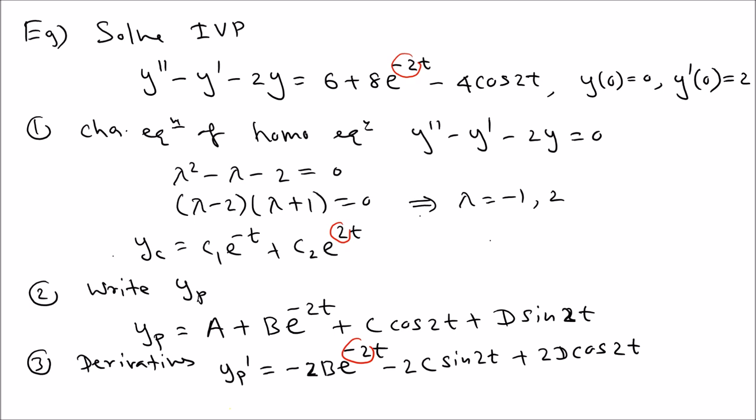Now take one more derivative because the equation is second order. So yp double prime. Another negative 2 comes out, so it becomes 4B e to the negative 2t. Sine becomes cosine, 2 comes out, so negative 4C cosine 2t. Cosine becomes sine, so negative 4D sine 2t. That's what you get. So we have all the derivatives and yp now, so we can substitute that into the equation. Step 4, substitute into the equation.